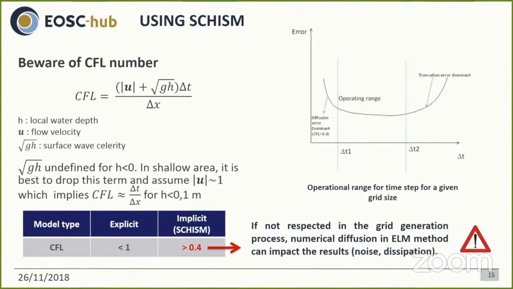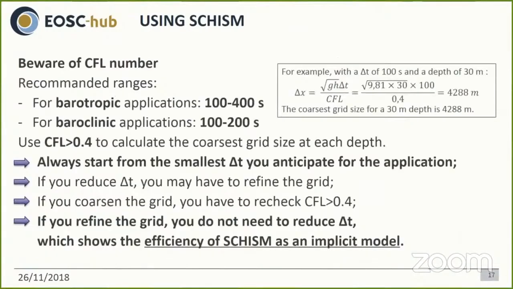When the time step is too small, diffusion error can occur. When the time step is too large, truncation error can occur. These are the recommended ranges for both barotropic and baroclinic modes. For barotropic applications, you can set delta T between 100 and 400 seconds. For baroclinic applications, you can set it between 100 and 200 seconds. However, for very detailed applications or for laboratory test cases, you can go down to a delta T of 10 seconds or less.